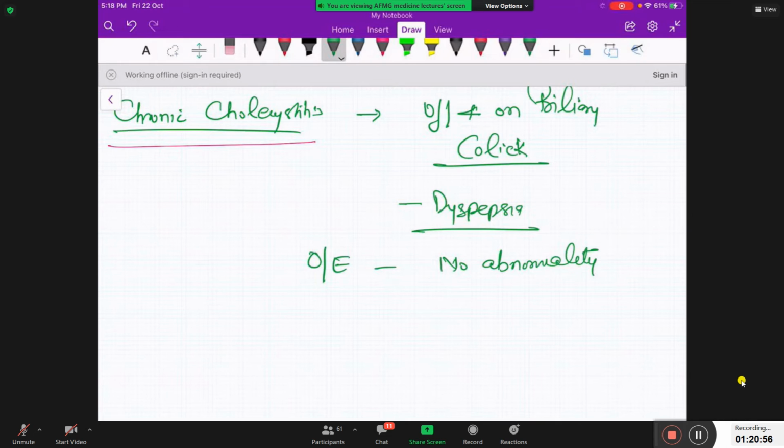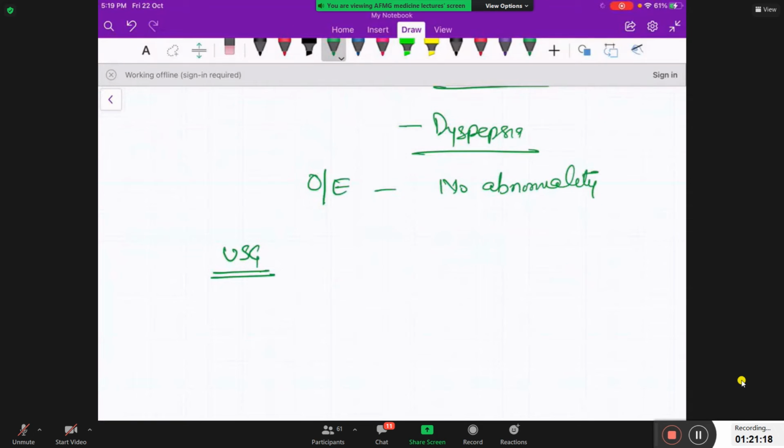Listen to this carefully. Even if the patient doesn't tell us whether there was a previous attack of cholecystitis in the past or not, we can still make out that the patient must have had a previous attack. How? Through ultrasound. Because when we do ultrasound of an asymptomatic gallstone disease patient or chronic cholecystitis, see, pain in the right upper abdomen can be because of many reasons.